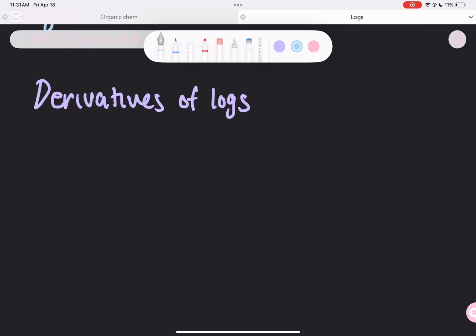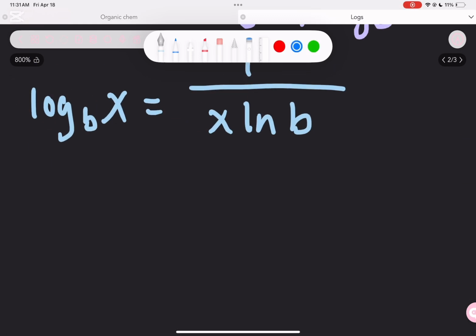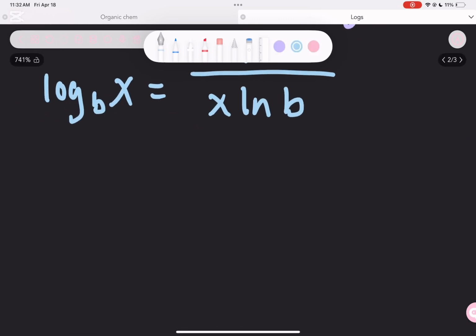Some rules of the derivatives that you should know: the derivative of log base b of x is equal to 1 over x ln b. I don't really know why, but yeah. It's also important to mention this x is not a function, it's just a variable for a value. If your x value is a function, then it's different. You have to apply the chain rule, which we talked about before, I believe.